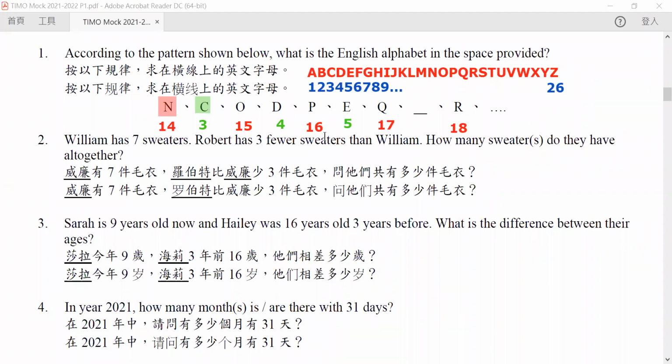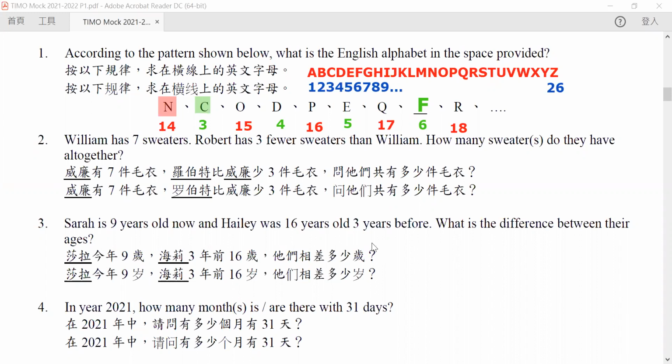One is for the red number, 14, 15, 16, 17, and 18, and so on. Now the other is for the green number, which is 3, 4, 5, and hence we will guess that this symbol shall represent 6. But what is the letter that represents 6? It is our letter F. So in this question, the answer shall be F. So this is our first question.